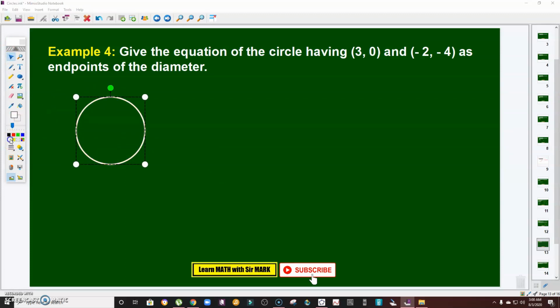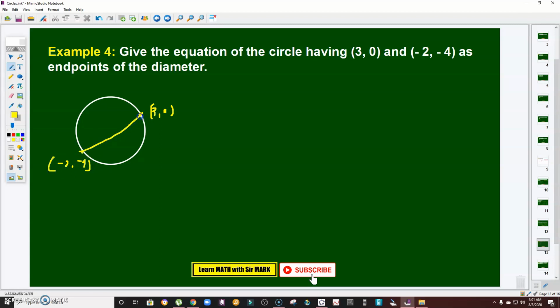Sabi sa problem, 3, 0, so suppose ang 3, 0 is nandito. 3, 0 yan, and negative 2, negative 4, kunyari banda dito. Oh, not necessary nandito pala, sorry. Okay. So, 3, 0, kunyari, nandito yung 3, 0. Alright? And then, negative 2, negative 4, let's say somewhere here.